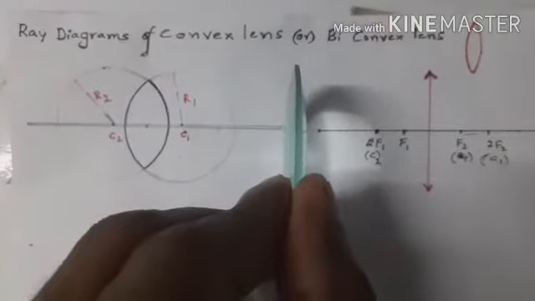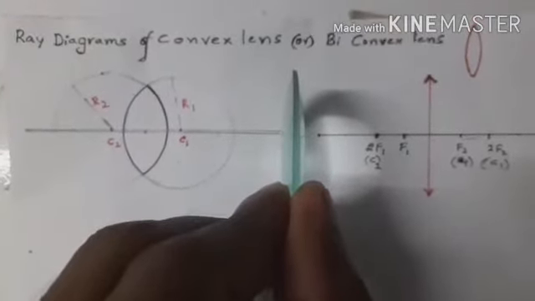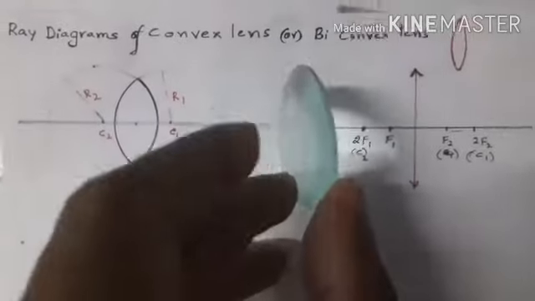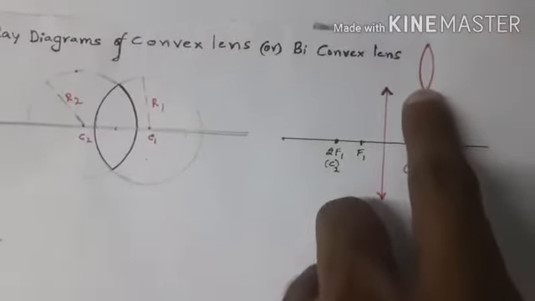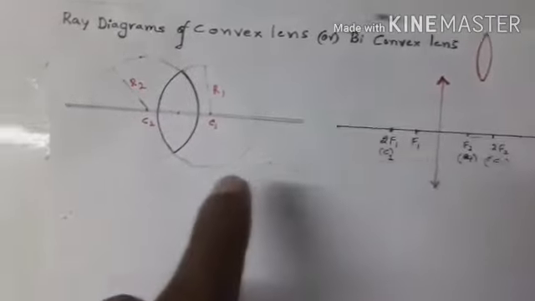Ray diagrams of convex lens, also called biconvex lens. So this is a convex lens. You can see the bulged out surface here. So this is the shape of a convex lens.